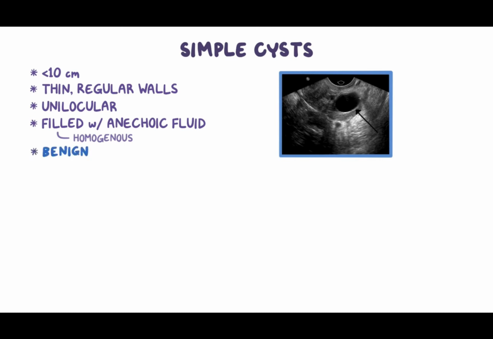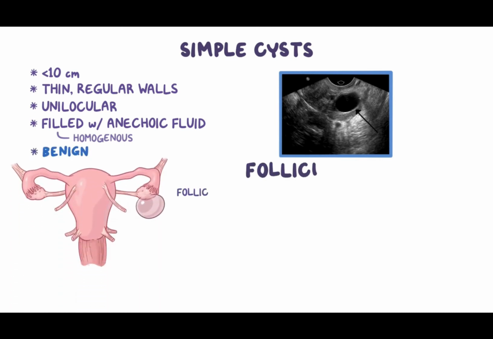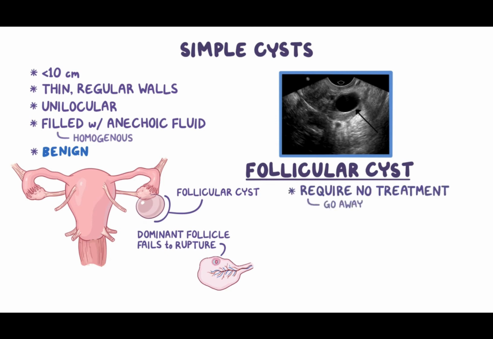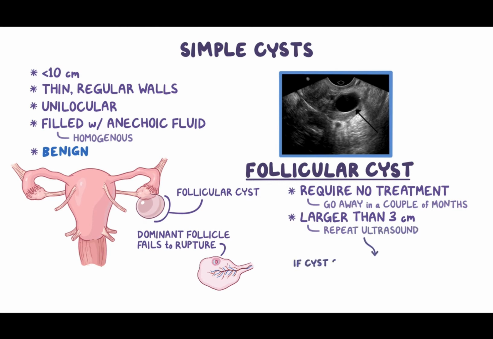Simple cysts are benign, and the classic example is a follicular cyst, which forms when the dominant follicle fails to rupture at ovulation, and instead continues to grow and fills with fluid. These cysts require no treatment, and go away on their own in a couple of months. However, when they're larger than 3 centimeters, they should get followed with a repeat ultrasound in 3 to 6 months. If the cyst grows during this time or causes significant discomfort, it might need to be surgically removed.